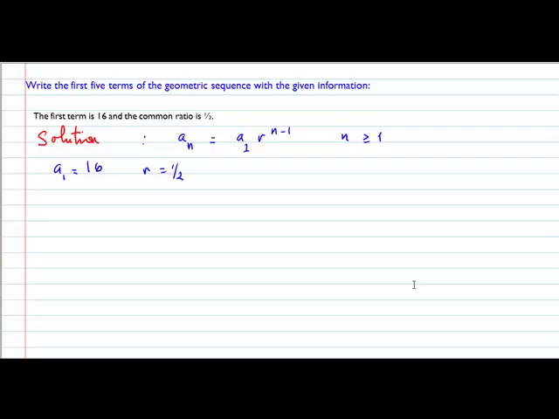In this example, I'm going to show you how to write the first 5 terms of the geometric sequence with the given information that they give us. The first term is 16 and the common ratio is 1/2.